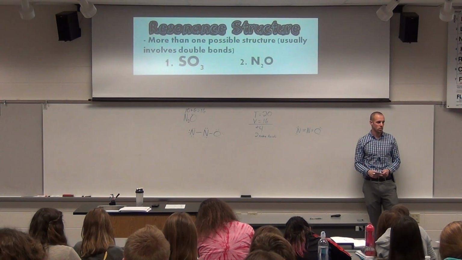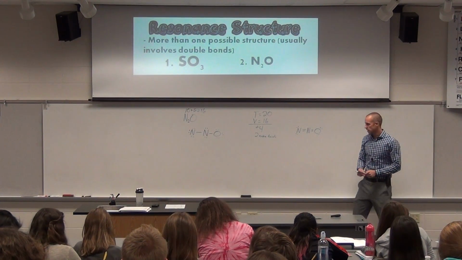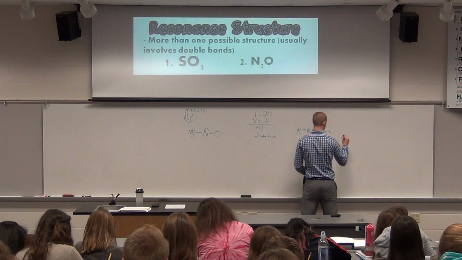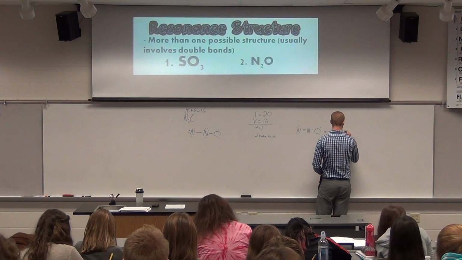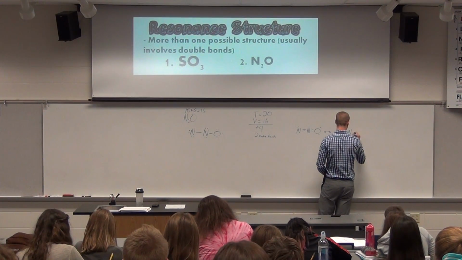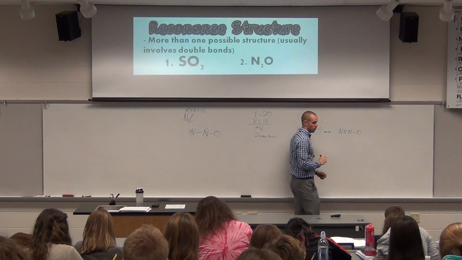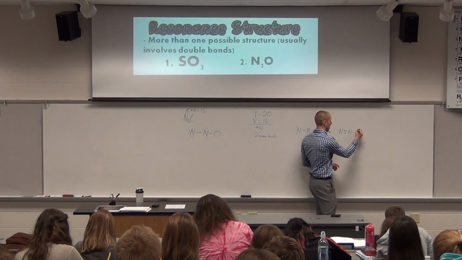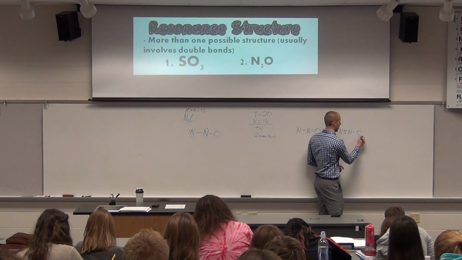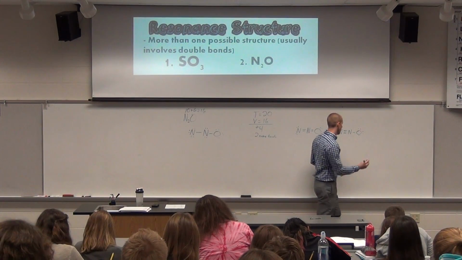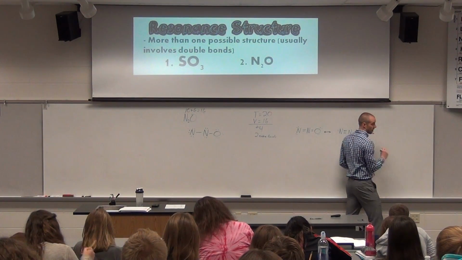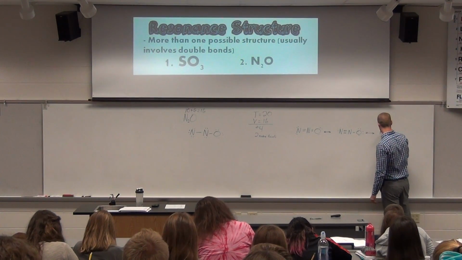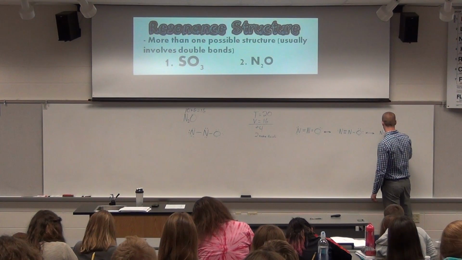Is that the only possible structure here? No, what else can we do? Triple bonds. Exactly, we can triple bond here. We make an arrow. We could have N triple bonded to the other N, and then a single bond to oxygen. Now to fill this octet out, we just need 2 electrons here, and we need 6 on that oxygen. That's still not it, is it? Because I can still have a triple bond to the other atom.